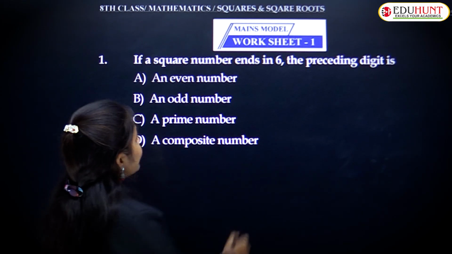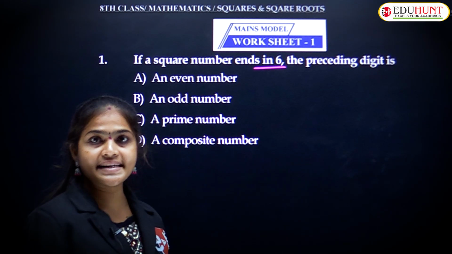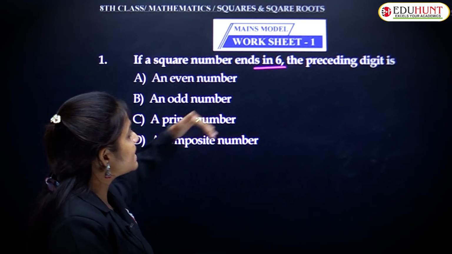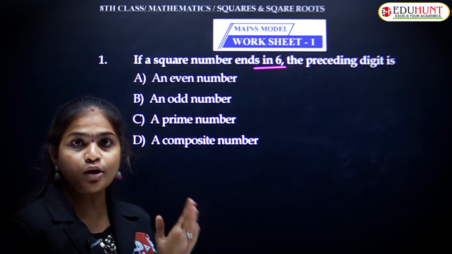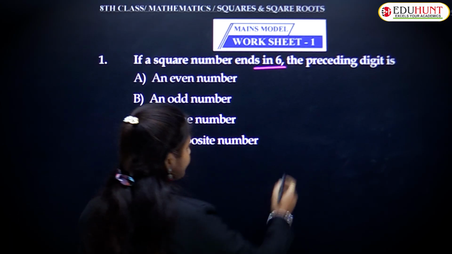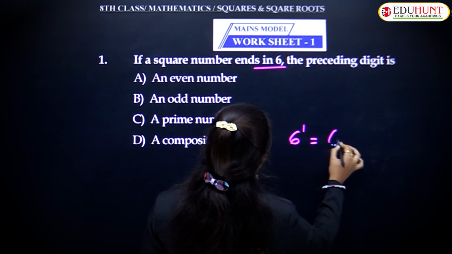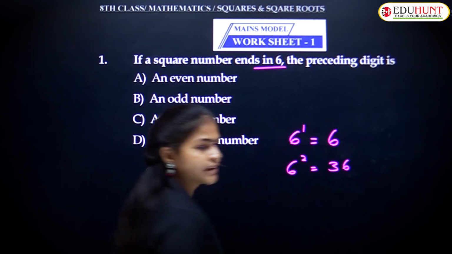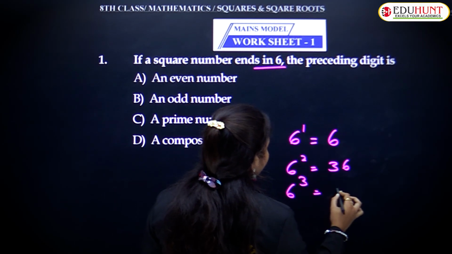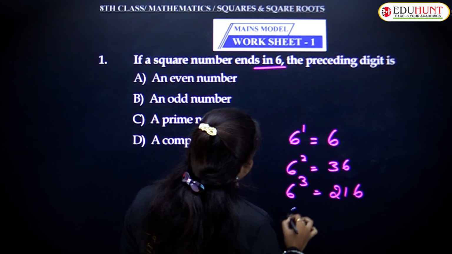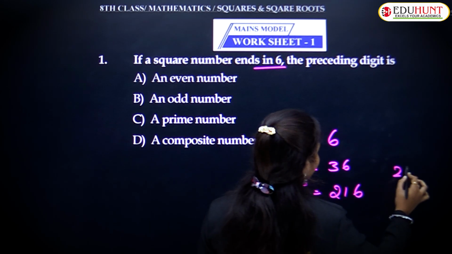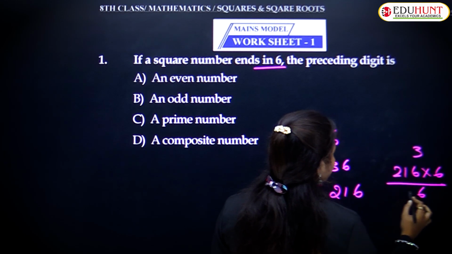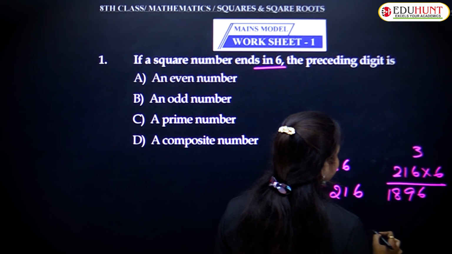If a square number ends in 6, which means the number ends with the digit 6, then the preceding digit of 6 is always what? Let us check some values. 6 power 1 is 6. 6 square is 36. 6 cube is 216. Next, 6 power 4 is 216 into 6. How much will you get? 6 sixes are 36, 6 ones are 6, plus 3 is 9, 6 twos are 12.